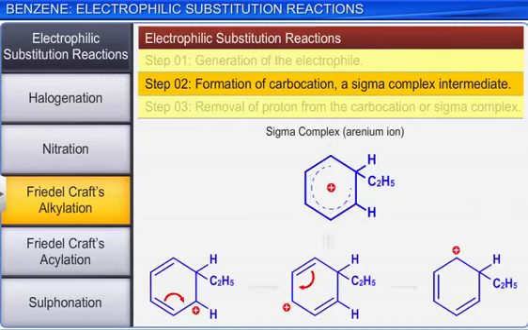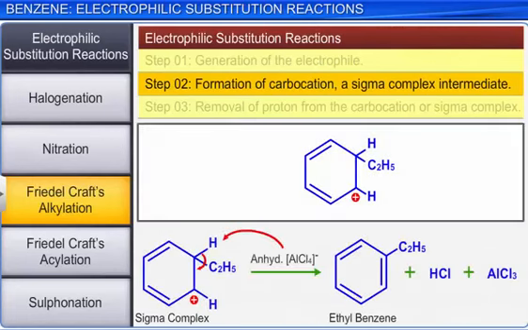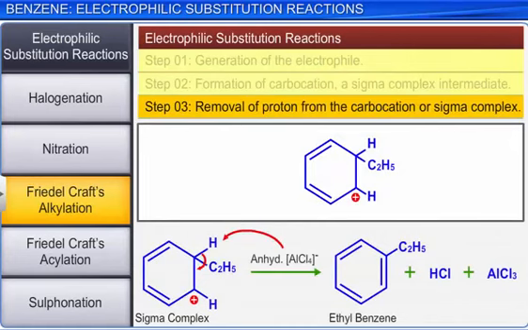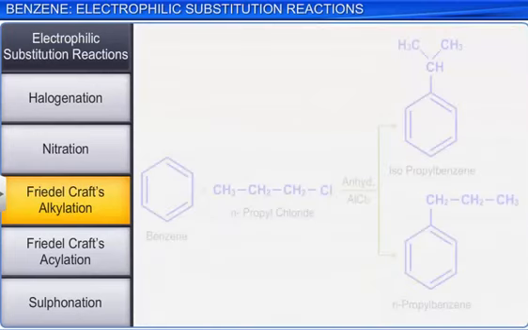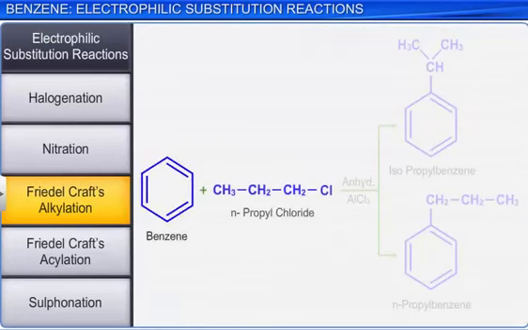In the last step, the proton is removed from the intermediate sigma complex in the presence of the nucleophile Cl- ion. This results in the formation of ethyl benzene. It is important to note that in Friedel-Crafts alkylation reaction, when benzene reacts with n-propyl chloride, isopropyl benzene instead of n-propyl benzene is formed.